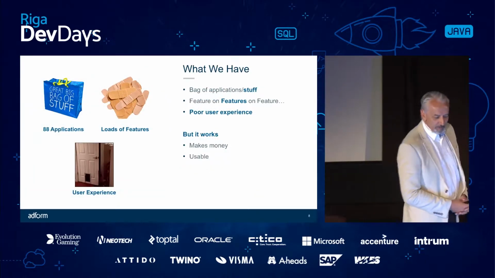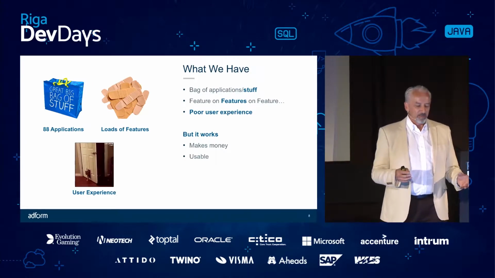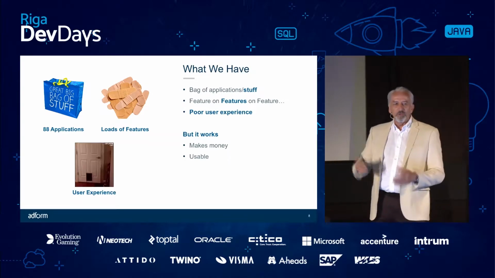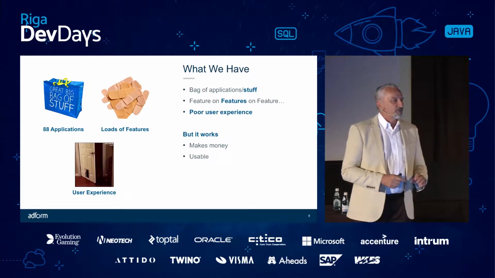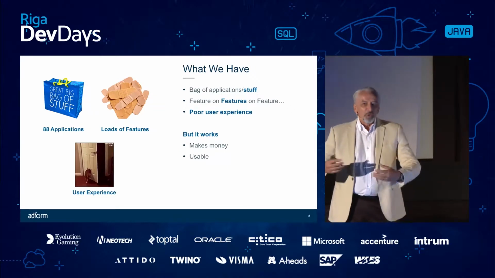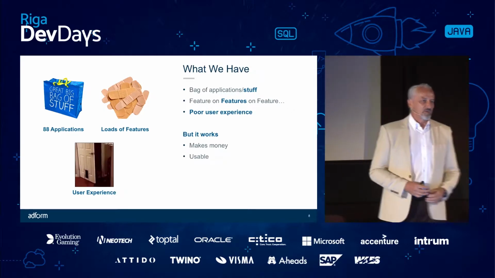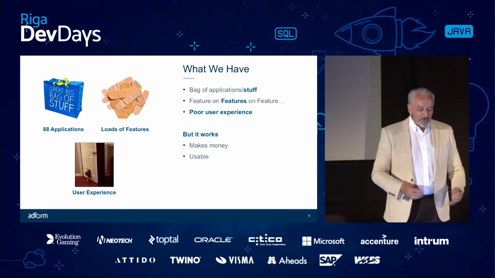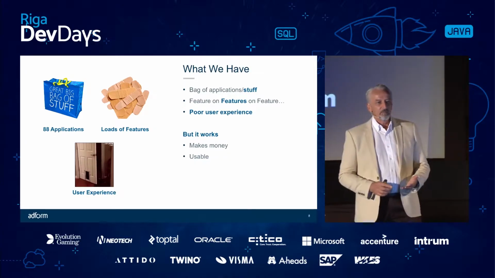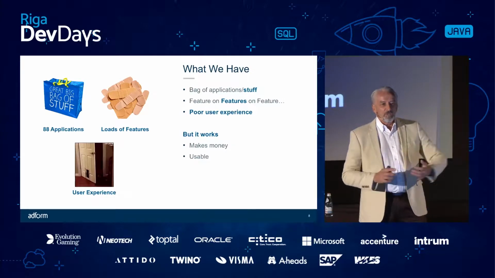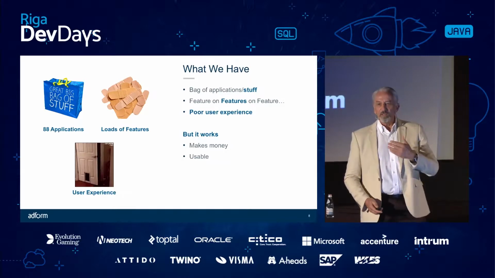All right. So what we have is a big bag of stuff, a big bag of functionality, loads and loads of features. And in the graphic, you see I've got Band-Aids on top of Band-Aids on top of Band-Aids. So these are features on top of features on top of features. And the user experience is strange. Okay, very strange. But it makes money and you can use it. You just have to be an expert user. So the value we have today is there.